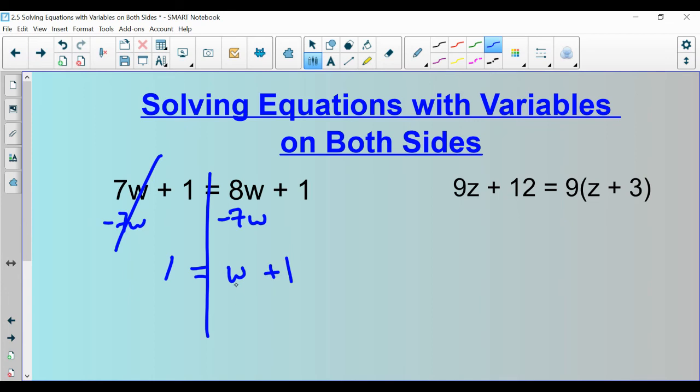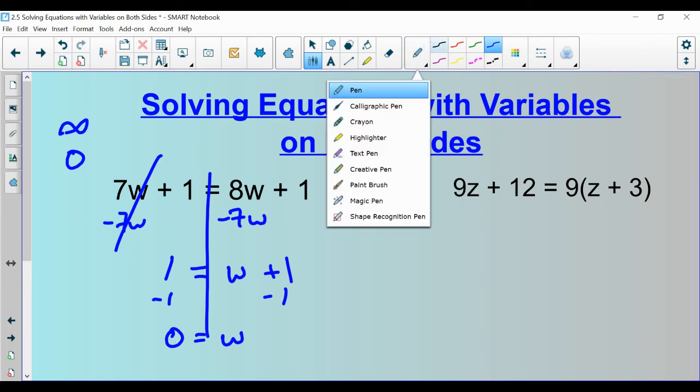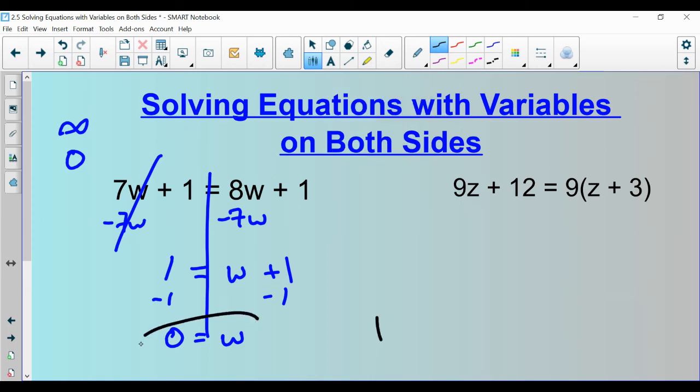Once again, I'm trying to solve for w. W has a plus 1 happening to it, so I'm going to subtract 1 on both sides. And what you get is 0 is equal to w. So this is kind of a weird example because it's not infinite solution or a no solution. Instead, what we're saying is that 0 is the solution. There's one solution here. There's one number that makes it true. And that number is 0.